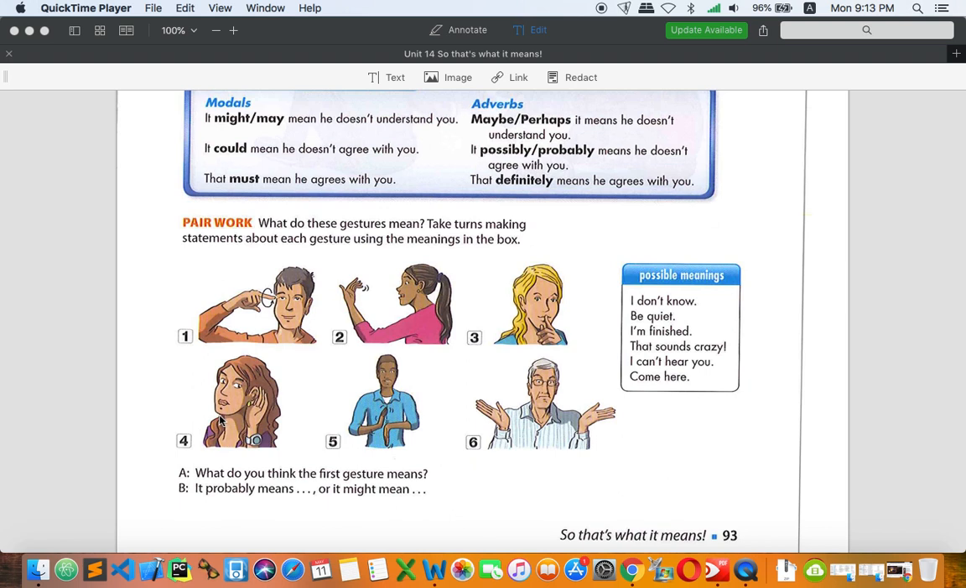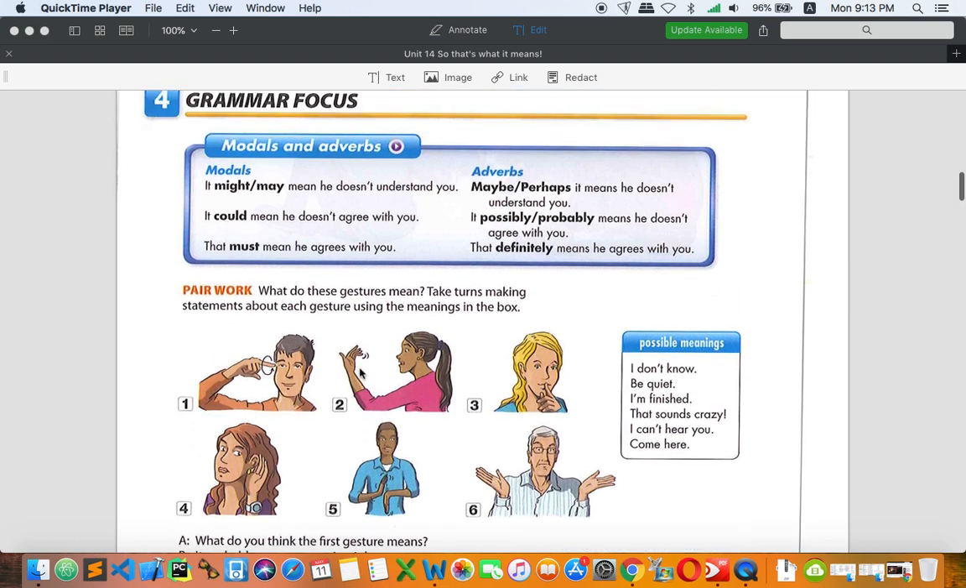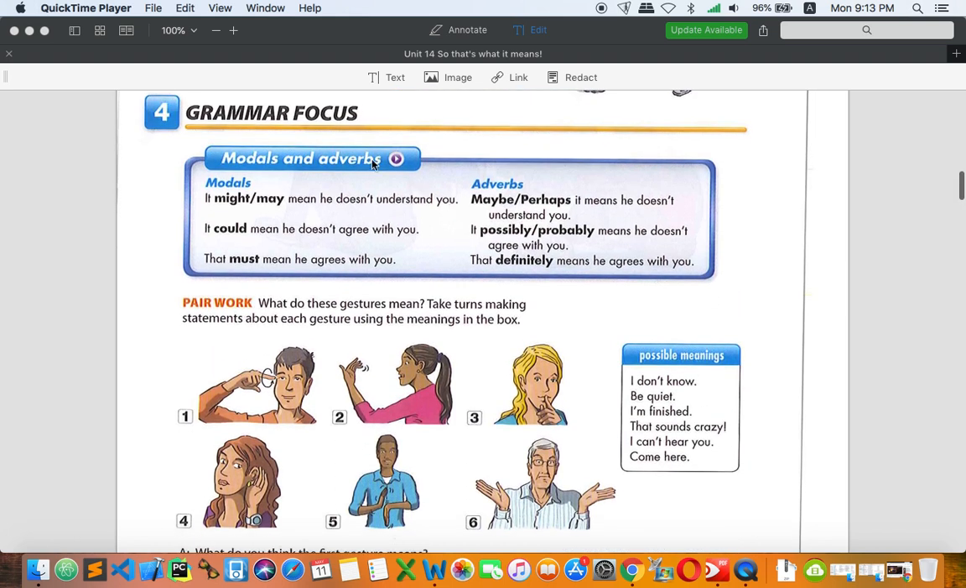I think that's it for this lesson, and we don't really have any other difficult parts. If you have any questions regarding modals and adverbs, you can ask me in the comments below, everybody, or maybe you can go to our Telegram group chat and drop your questions there. I will answer your questions.